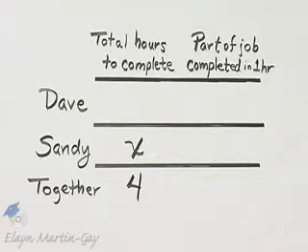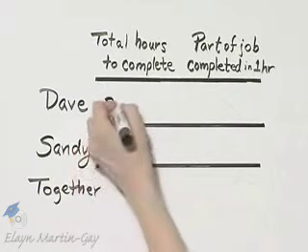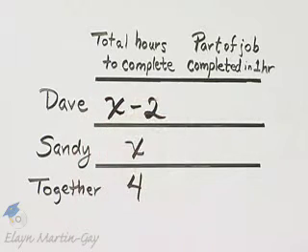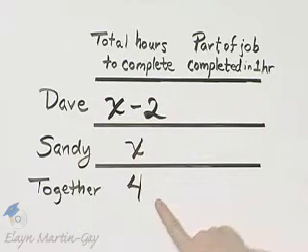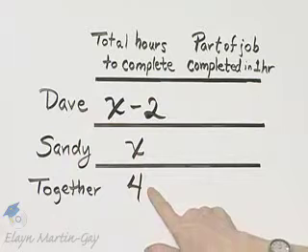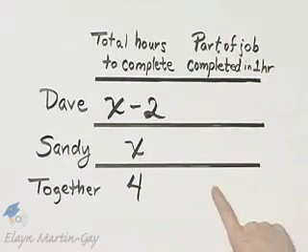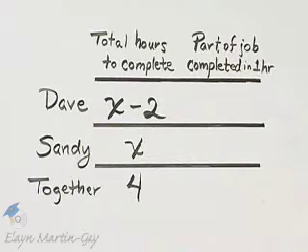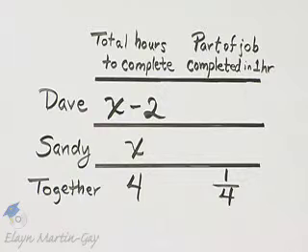We're also told that Dave alone takes 2 hours less time to complete the job alone. So if Sandy takes X hours to complete alone, Dave would be X minus 2. And then let's fill in the part of the job completed in 1 hour. For example, if together they can complete the entire job in 4 hours, what part of the job is completed in 1 hour? That would be 1 over 4, or 1/4 of the job.